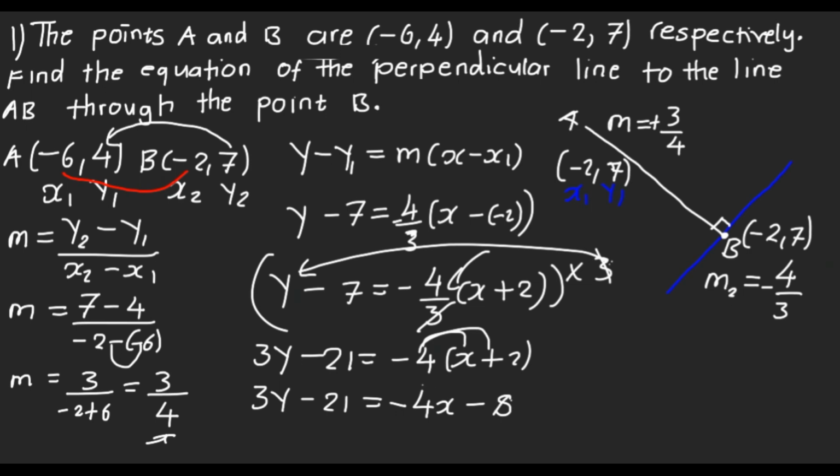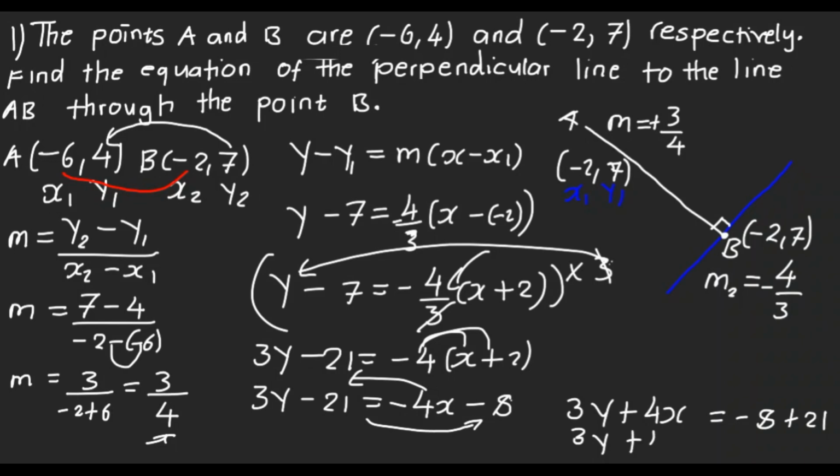Then I will collect the like terms, so I'm going to shift this to this side, then this to this side, giving us 3y plus 4x is equal to negative 8 plus 21. 21 minus 8 is 13. So our final answer is 3y plus 4x is equal to 13. So this is our final answer.